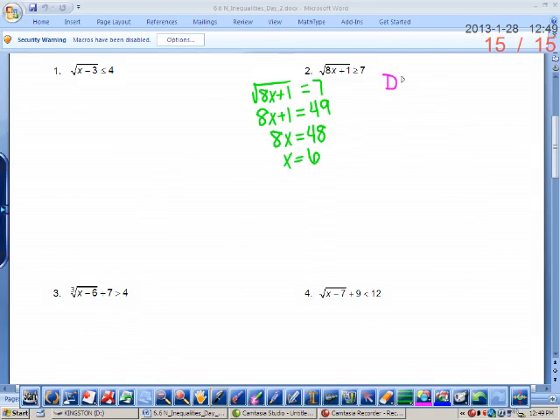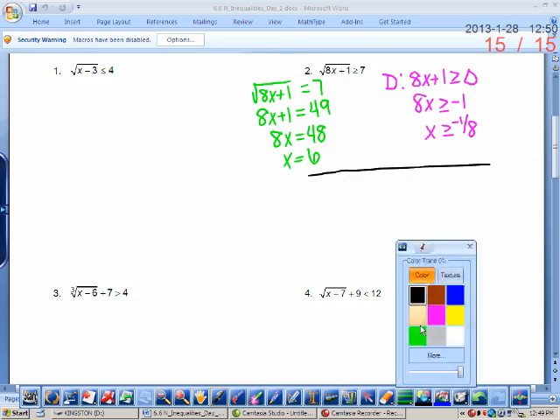Next step, find the domain of your original radical. 8x plus 1 is what? Greater than or equal to 0. So we get that x is greater than or equal to negative 1/8. What do we do now? Yep. Draw your number line. We put like a 0 in the middle. You can if it helps you, but you do not have to.